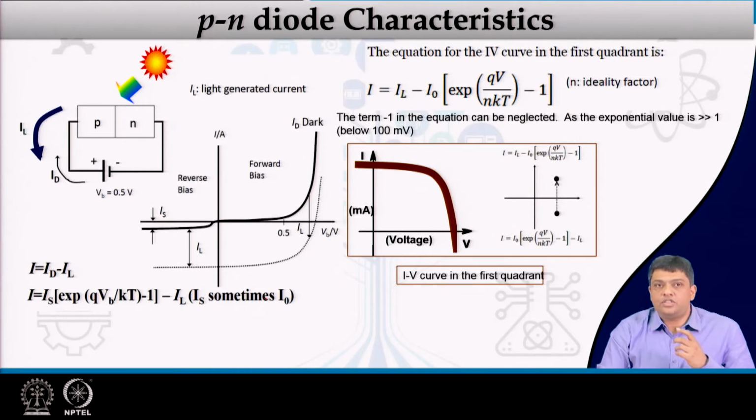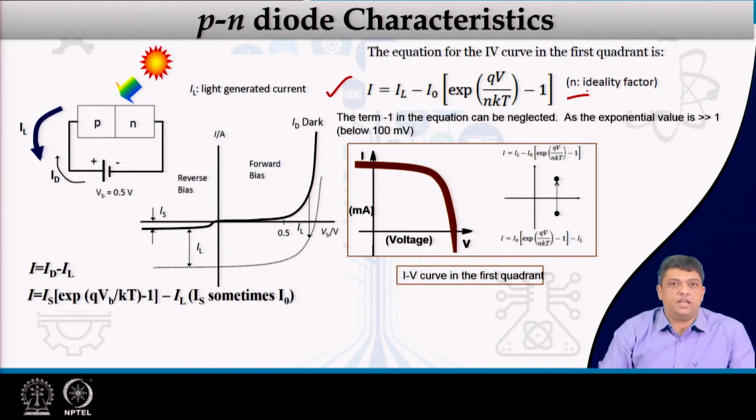And just a quick reminder of what we are doing: we are trying to understand the operation of a p-n junction, and using the first quadrant calculation that is used to determine the value of current, we know that the current in the first quadrant is given by I equals I L, that is the load current, minus I 0 (exponential of qV by nkT minus 1), where n is the ideality factor.